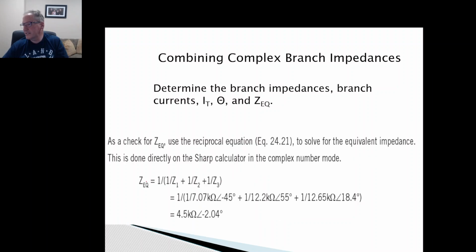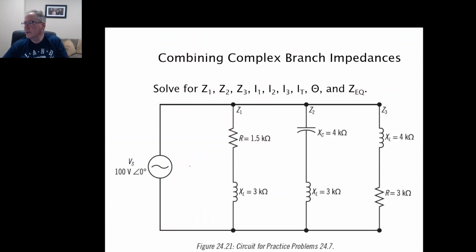And then you can test that by doing the parallel equivalent with the reciprocal equation, 1 over Z1 plus 1 over Z2 plus 1 over Z3, and that you get the same answer. All right, so now let's look at this one here. So let's just set up the formula.